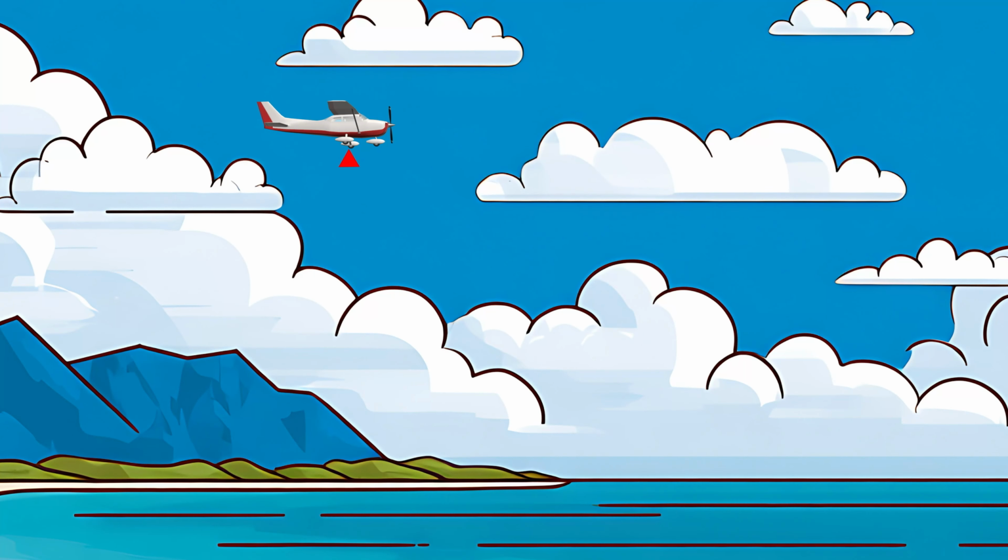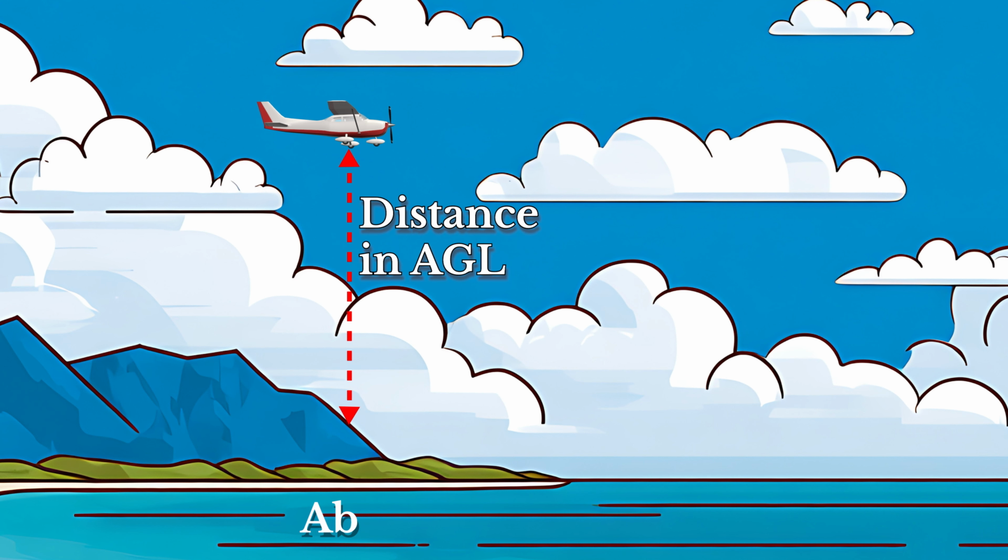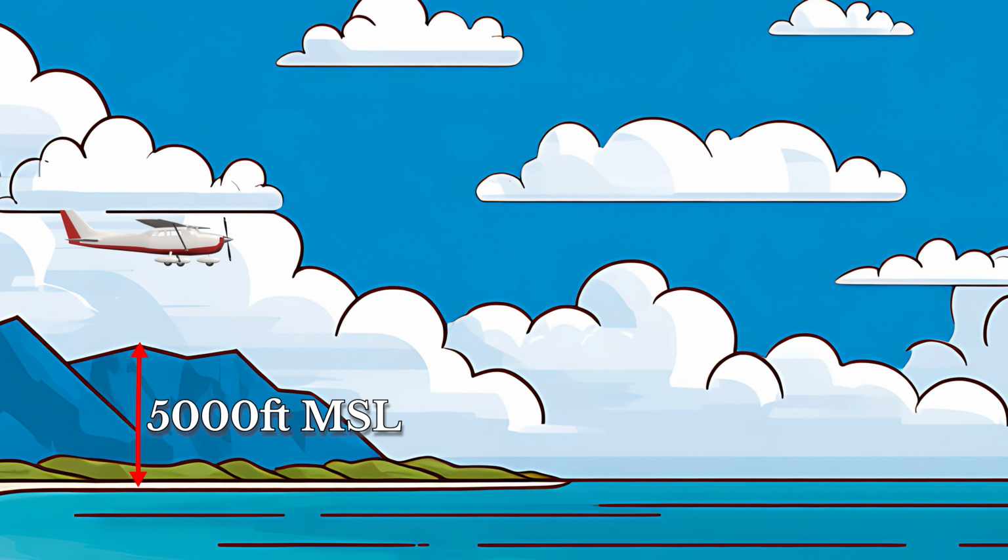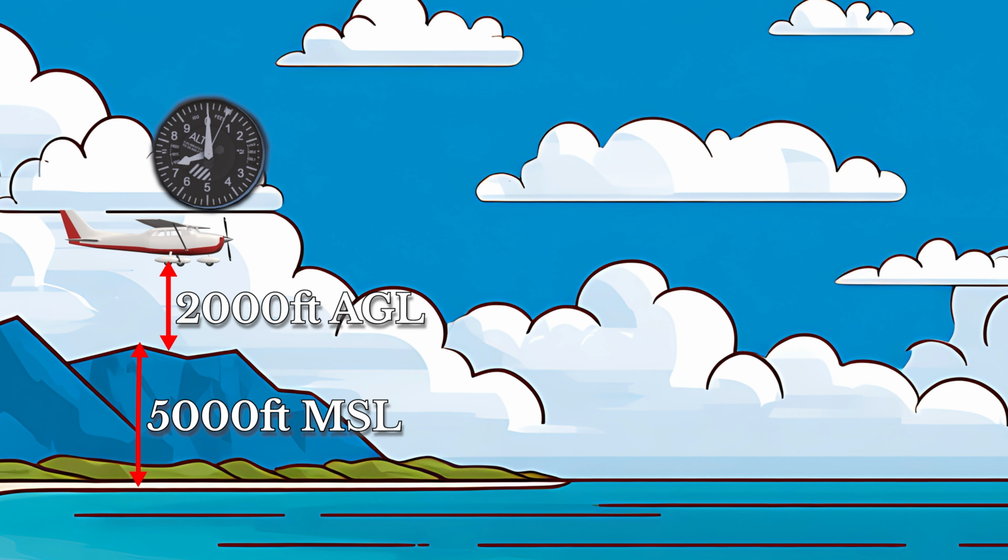Let's move to absolute altitude, which is the vertical distance to the ground directly beneath you, in AGL, which stands for above ground level. For example, if you're flying over terrain at 5,000 feet MSL and your altimeter reads 7,000 feet, your absolute altitude is just 2,000 feet. And you are 2,000 feet above the ground.